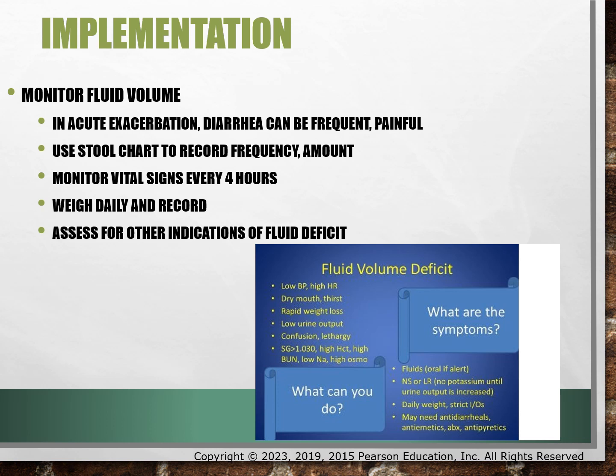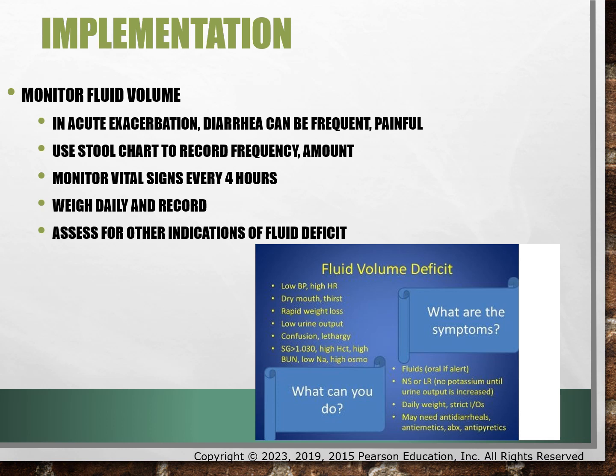Monitor vital signs every 4 hours and more if needed. You're looking for tachycardia, tachypnea, and fever, which may be indicators of hypovolemia. Weigh daily and record. Rapid weight loss over days to a week usually indicates fluid loss, whereas weight loss over weeks to months indicates malnutrition.